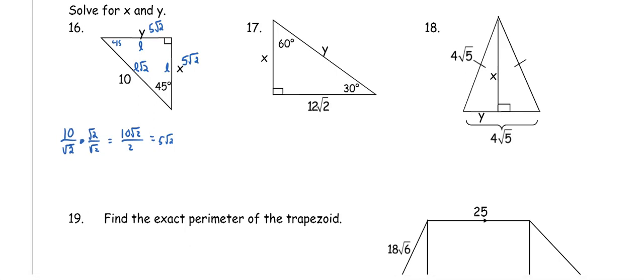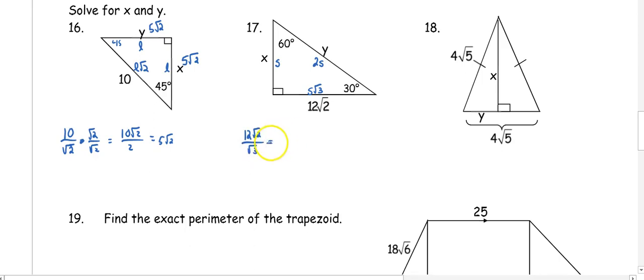17 is a 30, 60, 90 triangle. So across from 30 is s, across from 60 is s root 3, across from 90 is the 2s side. So this time we know we need to find s again. So we're going to do 12 root 2 divided by root 3.